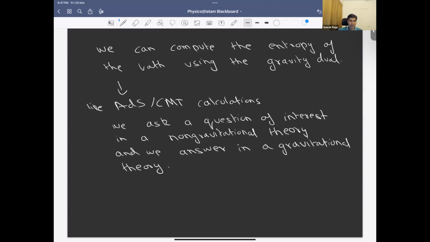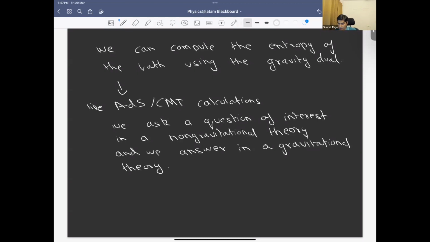And that's kind of what is happening here. We are answering questions which are of interest in the non-gravitational theory using gravity. But the question that's answered in these Page curve computations is not directly of relevance for Hawking radiation, I think, because it's answered by adding on this non-gravitational bath.